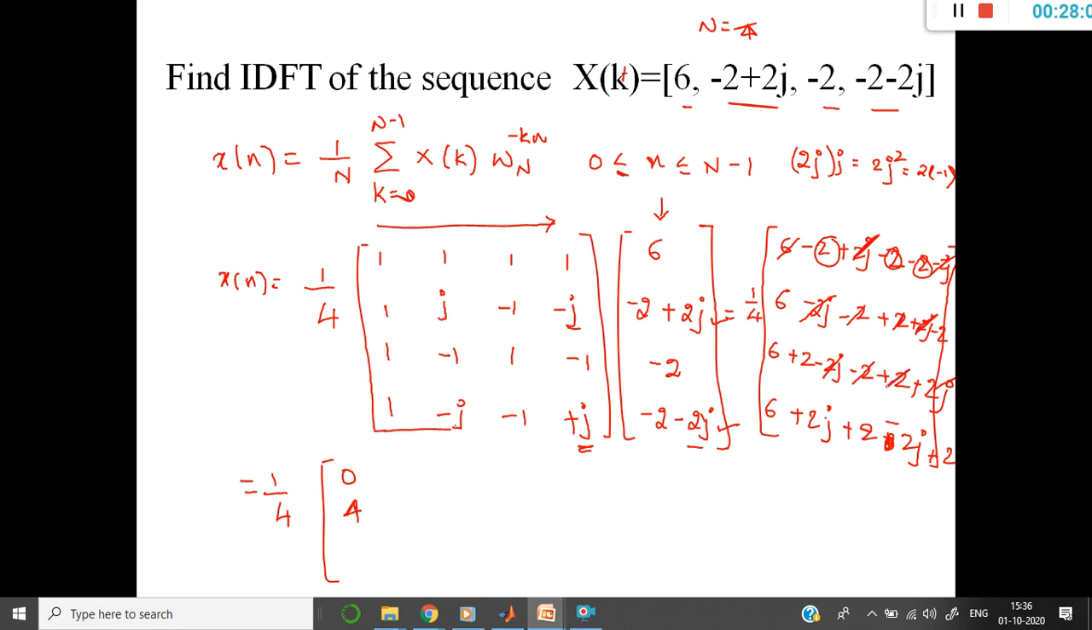And plus 2 minus 2 get cancelled. Here we are left with 6 plus 2, that is 8. Again, plus 2j minus 2j get cancelled. So the 2 will not be cancelled. That is 6 plus, I think we're going to get one more plus 2 here somewhere else. So let me see, 6 into 1 is 6 minus 2j.